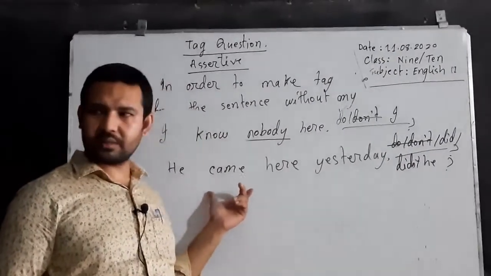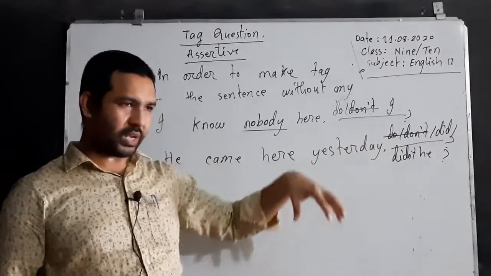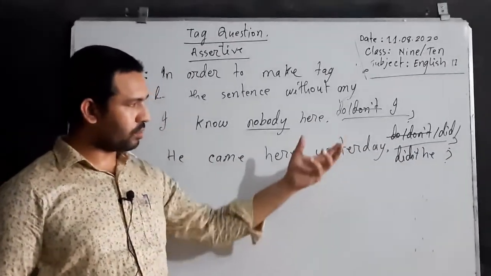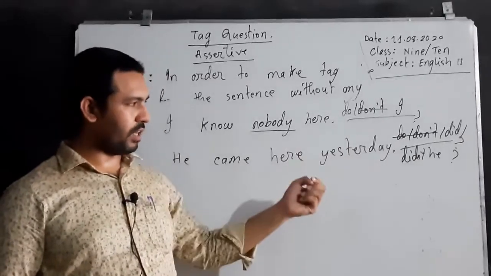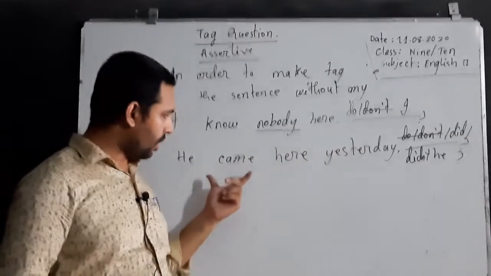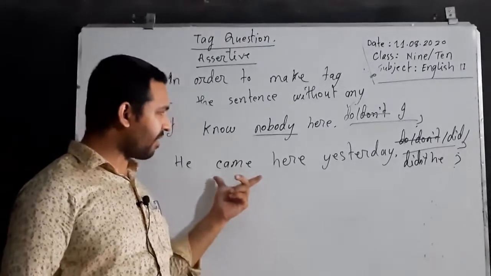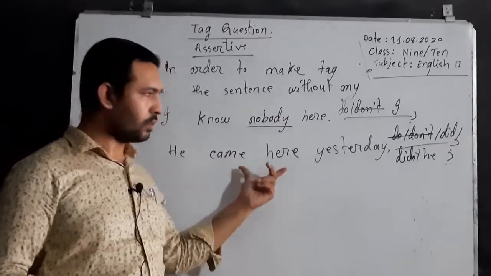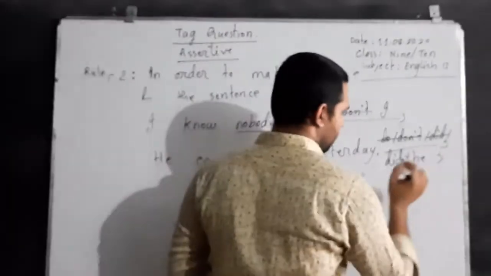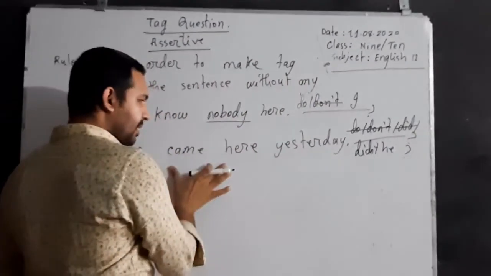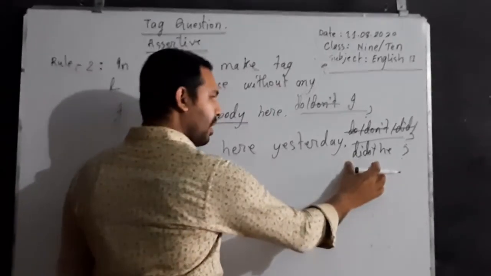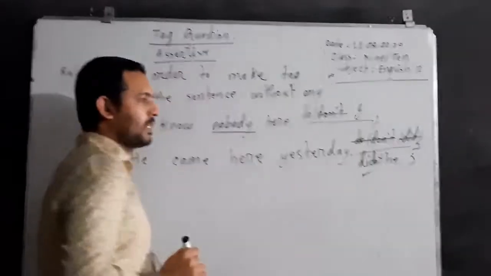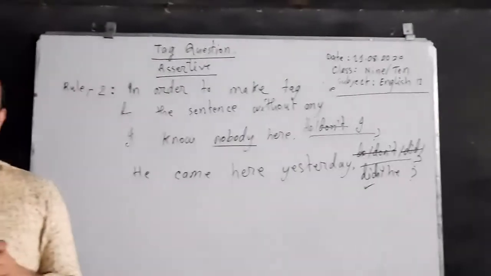This is a past tense. Did is used for past tense, didn't is also used for past tense. But what should we use here? We cannot use both of them. We have to use only one of them. Then we have to look if it is affirmative or negative. The sentence is affirmative, so we cannot use did. Because the main sentence is affirmative, the tag must be negative. So we have to use didn't. I think it's clear to you.